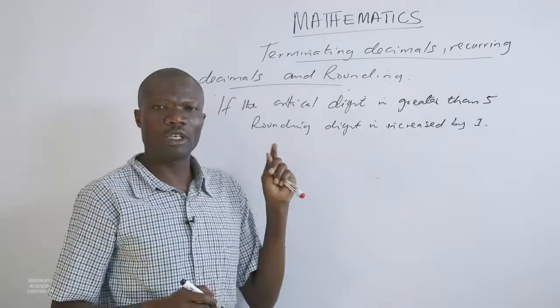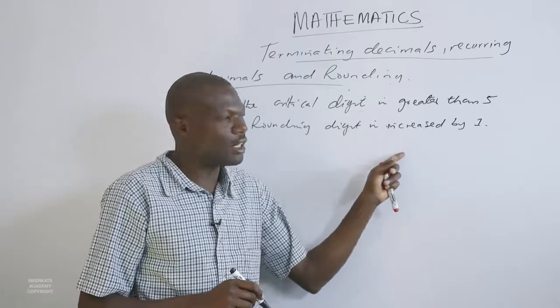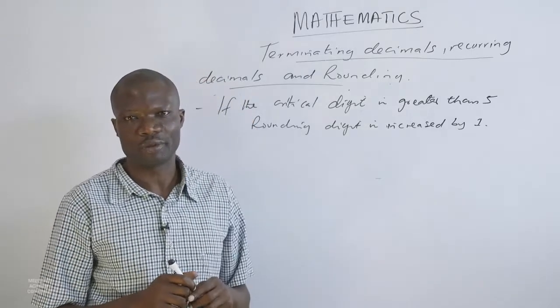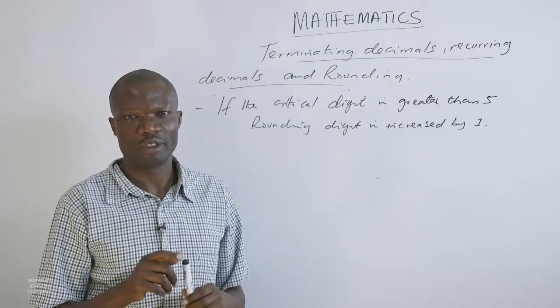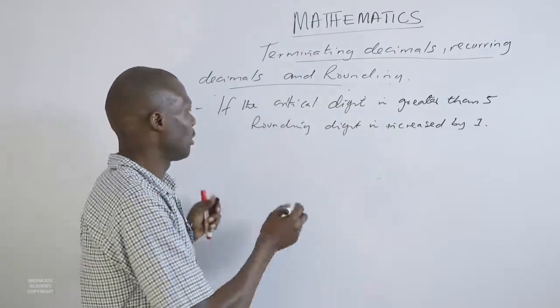If the critical digit is greater than 5, the rounding digit is increased by 1. So what are we trying to say here? Look at the following.